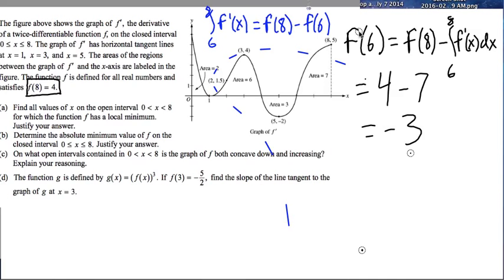So we have found f of 6, or we have found the value at that local minimum.